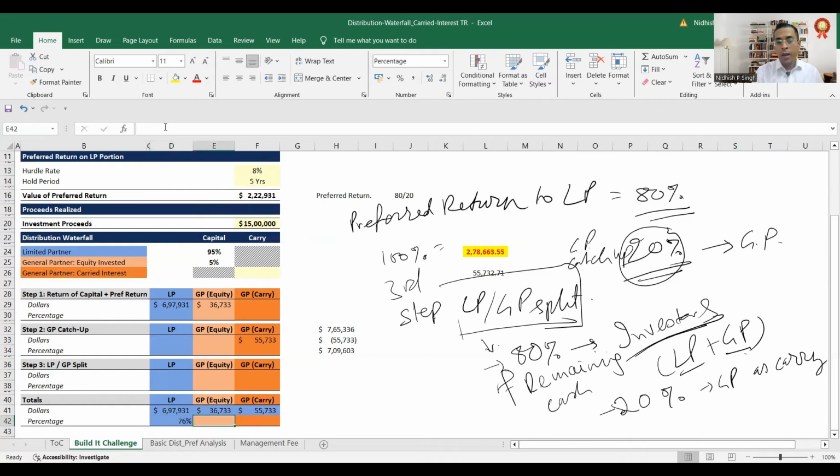So 76%. And similarly, 5% goes to GP. So 5% of 80%, times 0.8, as percentage. Then let's say this goes here. Am I putting it in the wrong place?